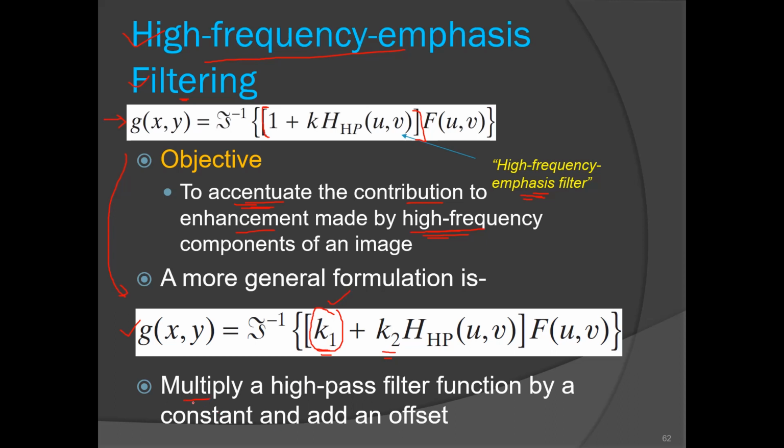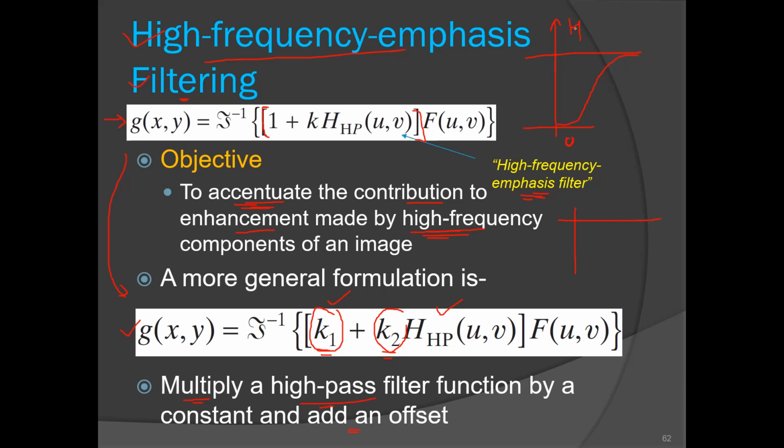Here we are multiplying the high pass filter function by a constant, and we are adding an offset here. Actually it is a high pass filter, so its function will look like this. Let me draw here. So it will be something like this. Here we have the h value, so it will vary from 0 to some integer value.